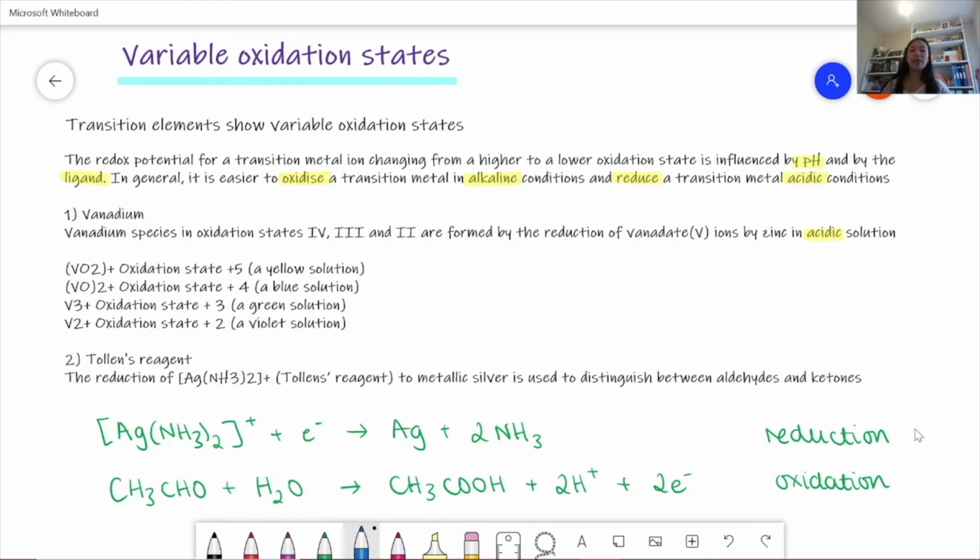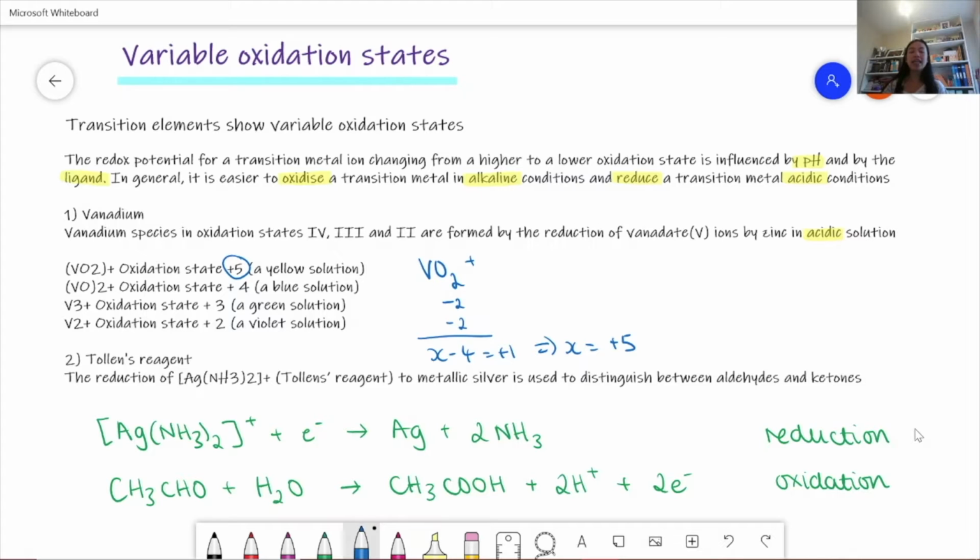So, for example, for VO2+, you know that oxygen is -2. So then you have another -2 because we've got 2 of them. And so you get x minus 4 equals +1. So x must be equal to +5. So that's how they've got the oxidation state of the vanadium to be +5 there.